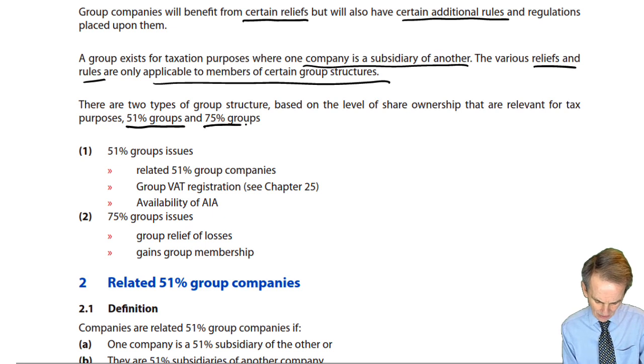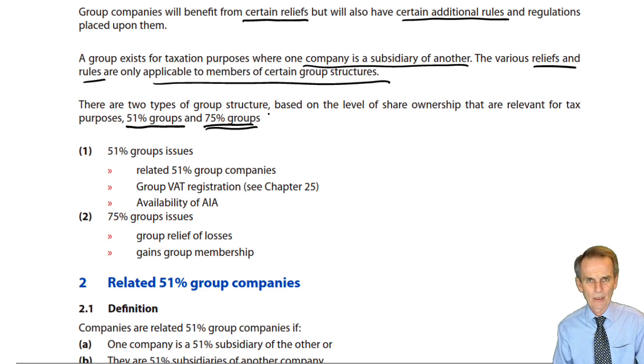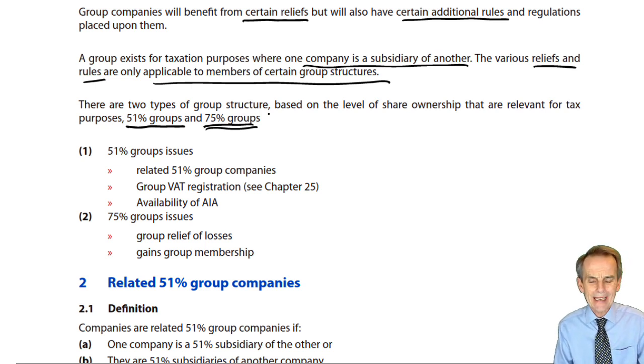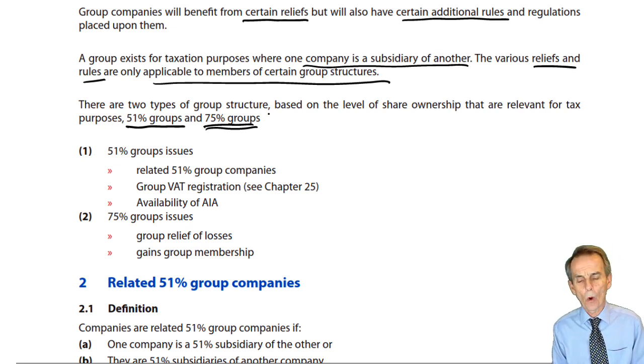It's when we get to 75% groups that life gets a whole lot more interesting. And that basically comes down to looking at two key areas. In chapter 18, we looked at what we would do with losses. The main loss, a trading loss.